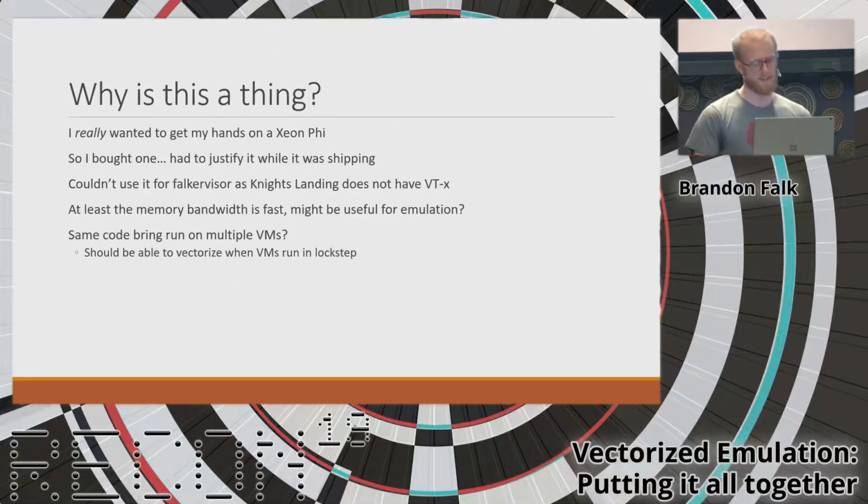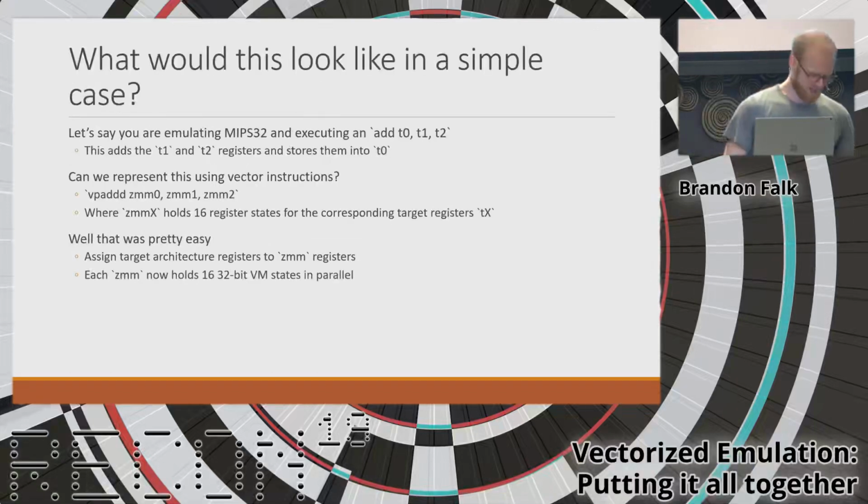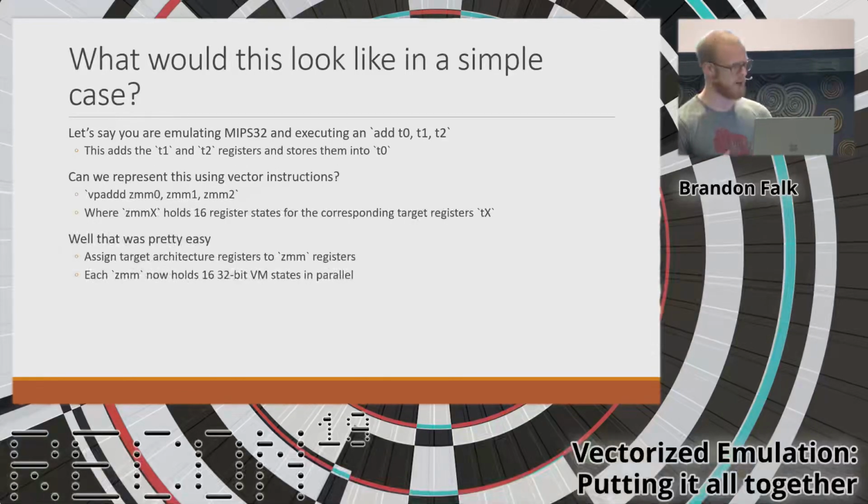So I had this idea where I could theoretically lift any instruction. Like if I wanted to lift a MIPS add instruction, maybe I could just generate the AVX512 equivalent of this and do 16 in parallel. So I started thinking through how this could work or how it could not work. And pretty quickly it started looking like it might work.